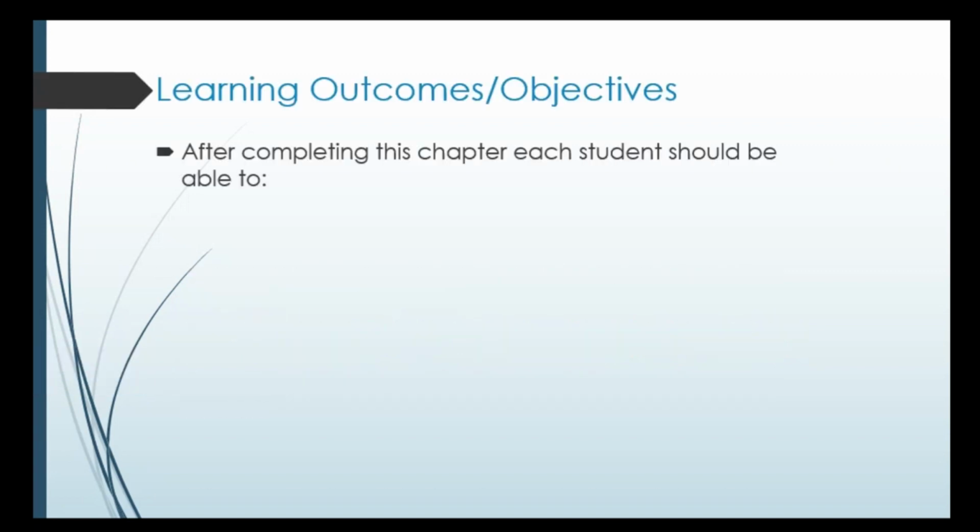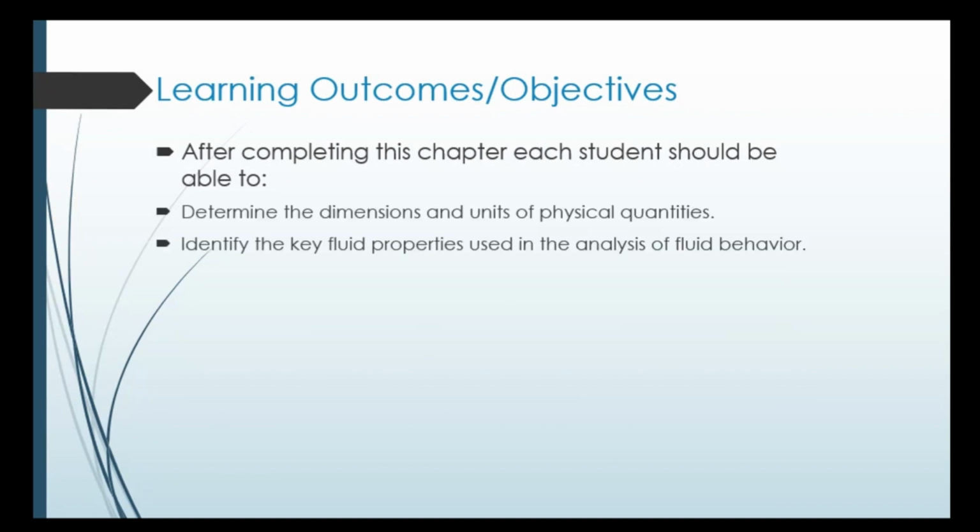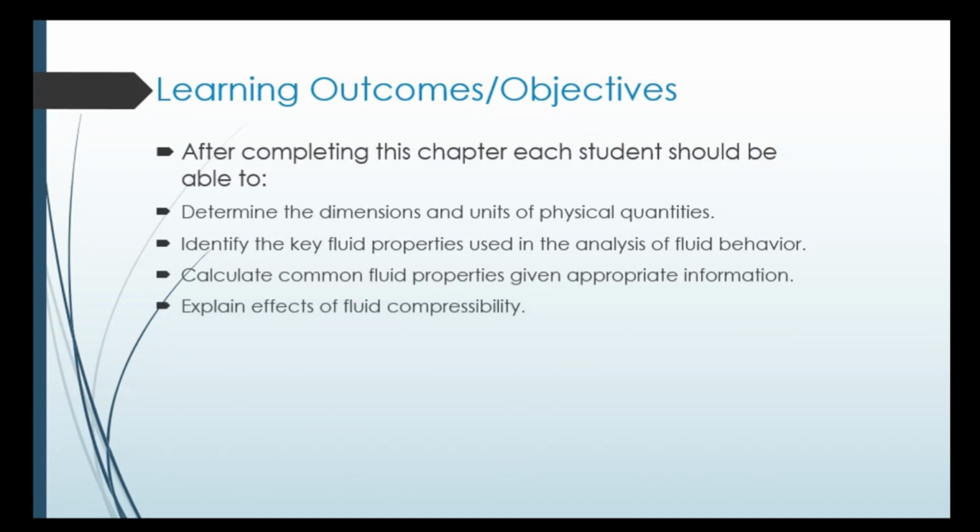So in chapter 1, we will be trying to learn what dimensions and units of physical quantities are, identify key fluid properties and their analysis, and then calculate those key fluid properties from the appropriate information. Then we will try to explain the effects of fluid compressibility, and we will discuss in detail the concept of viscosity, surface tension, and vapor pressure.